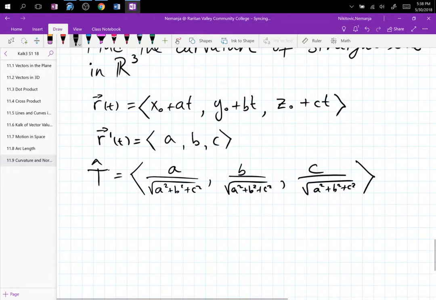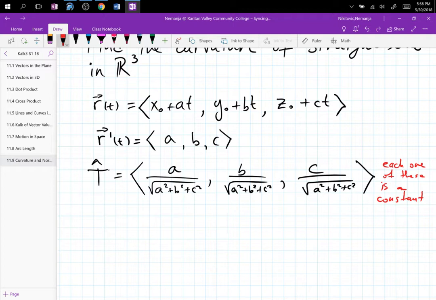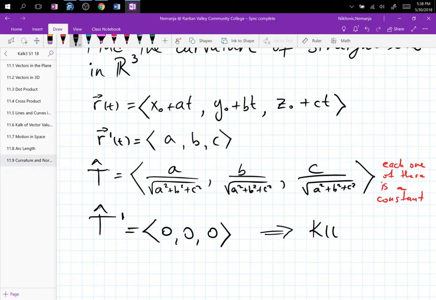Do we all agree that these are just numbers? There are no t's anywhere, so each one of these is a constant. To find the curvature, you need the T prime. When you take the derivative of constants you get the zero vector, and zero divided by the magnitude is 0. So that implies that curvature is 0.